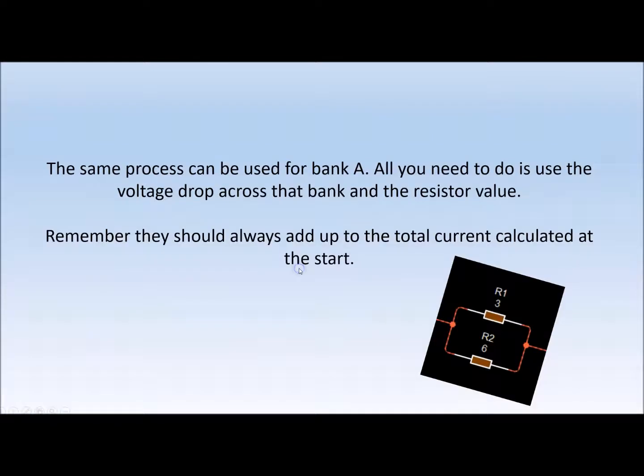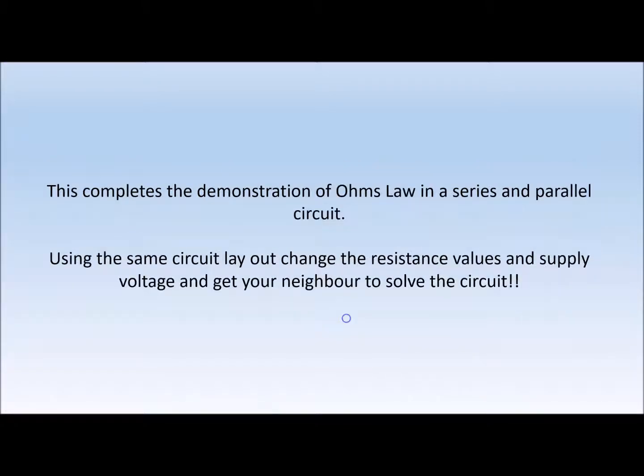The same process would apply for bank A, but this time you would only have to do it twice. You take the volt drop of bank A and divide it by the resistance of each one of these. So you put the volt drop of bank A, divide it by 3, and do the same again at 6, and that again should add up to the total current that we calculated earlier on. If it doesn't, there's a problem with your maths somewhere.